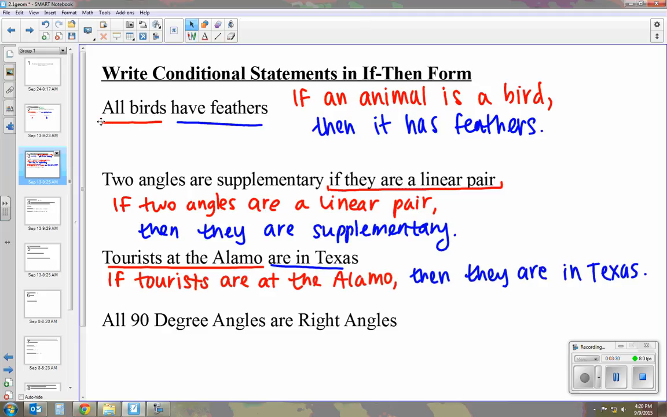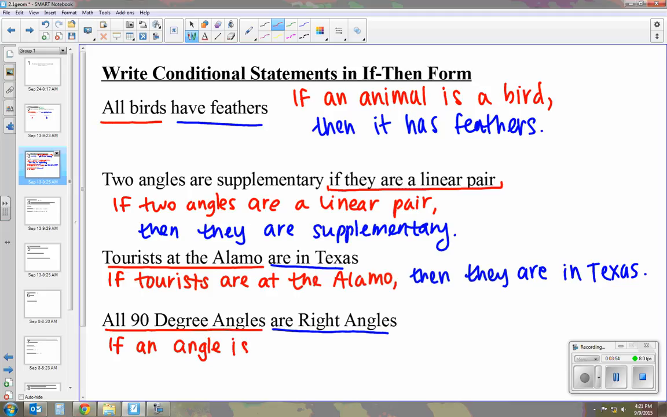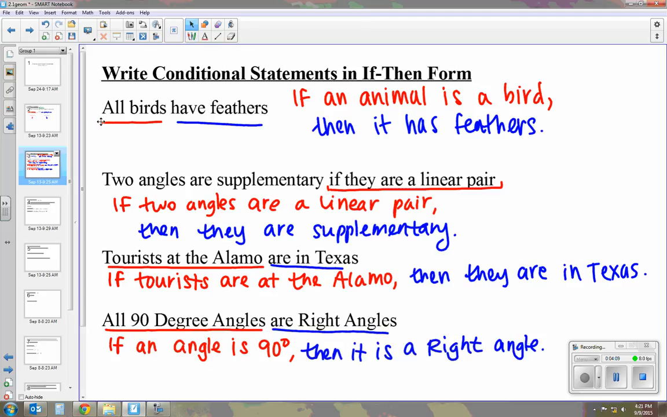Now let's look at our very last one. Let's break it into two pieces. The first one is all 90-degree angles, and the last piece is our right angles. So let's put this into if-then form. If an angle is 90 degrees, then it is a right angle. Okay. So that's how you can take a statement and write it into a conditional statement in if-then form.